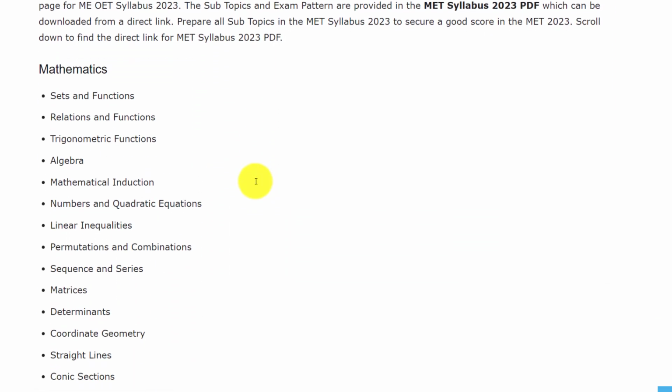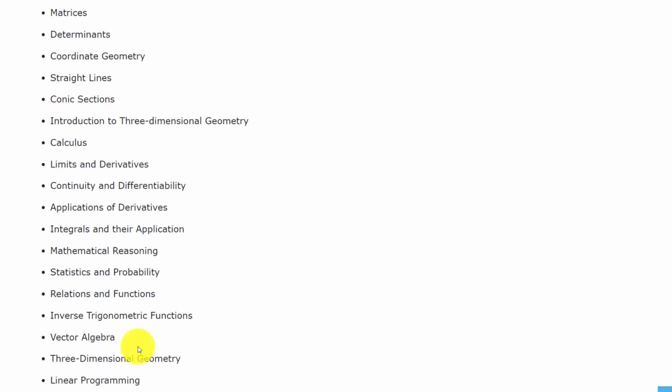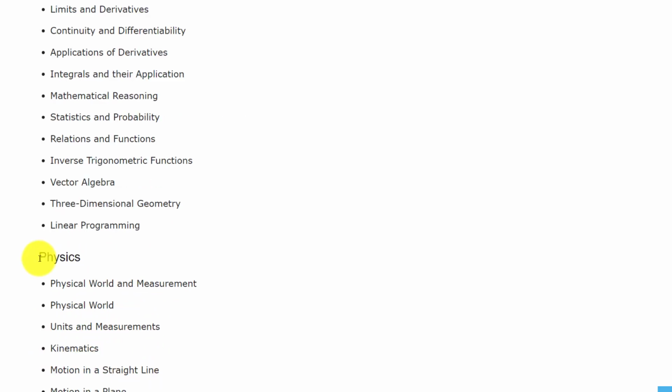Let's see the syllabus. In mathematics, the topics are sets and functions, relations and functions, trigonometric functions, algebra, mathematical induction, numbers and quadratic equations, linear inequalities, permutations and combinations, sequence and series, matrices, determinants, coordinate geometry, straight lines, conic sections, introduction to three-dimensional geometry, calculus, limits and derivatives, continuity and differentiability, applications of derivatives, integrals and their application, mathematical reasoning, statistics and probability, relations and functions, inverse trigonometric functions, vector algebra, three-dimensional geometry and linear programming.